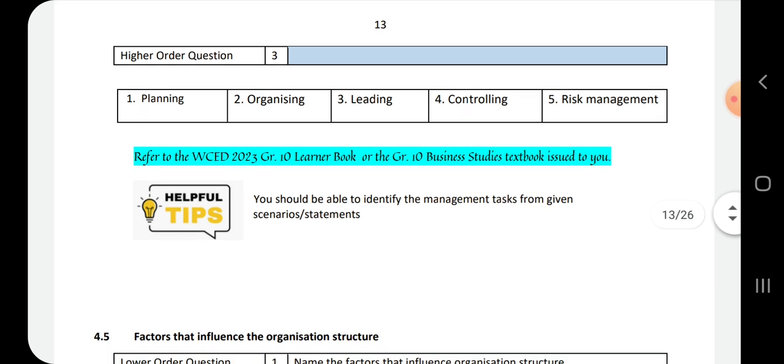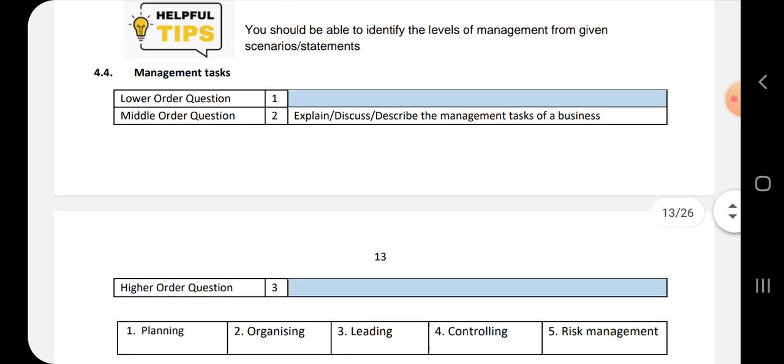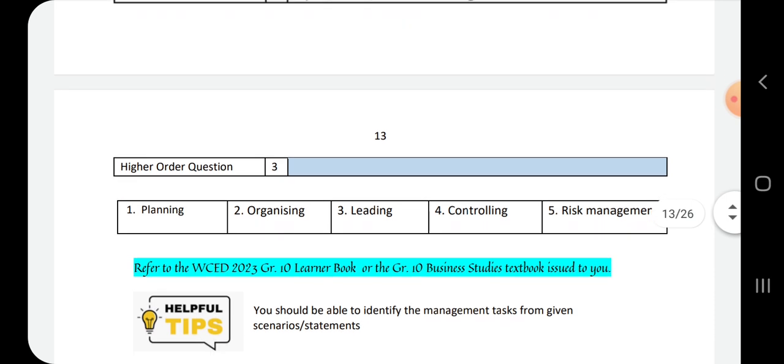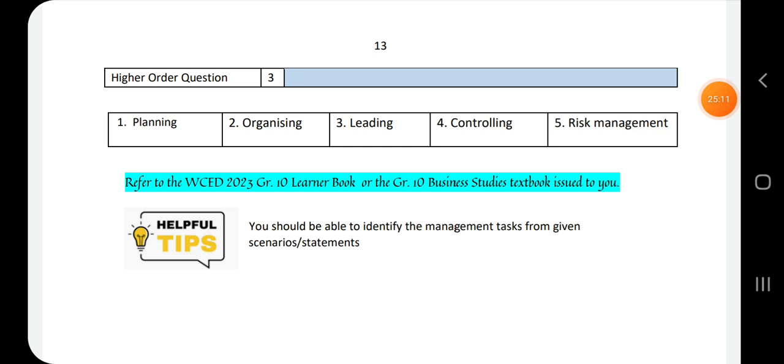Now we're going to look at the tasks of management. You can be asked to explain, discuss, or describe them. These are the tasks of management: planning, organizing, leading, and control. And here they've added risk management, which is the management's duty to manage risks. But let's stick to this for now.